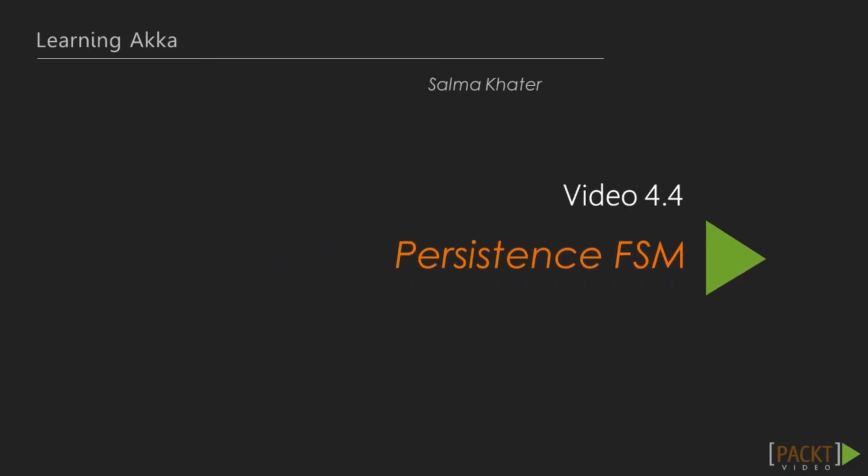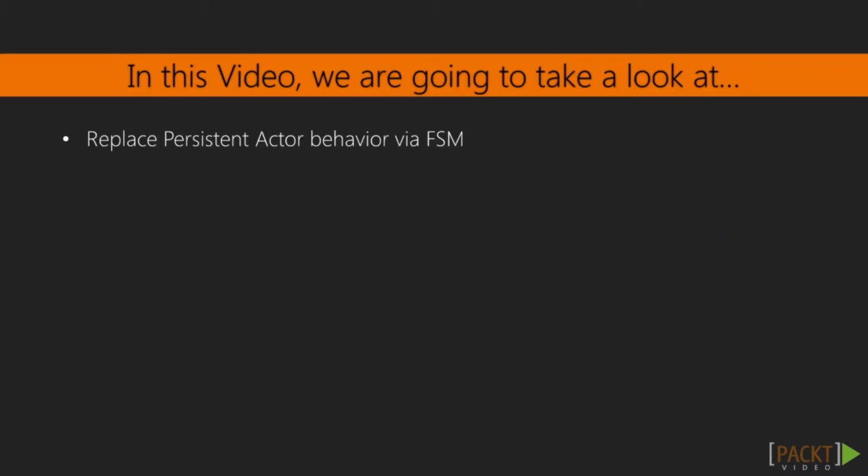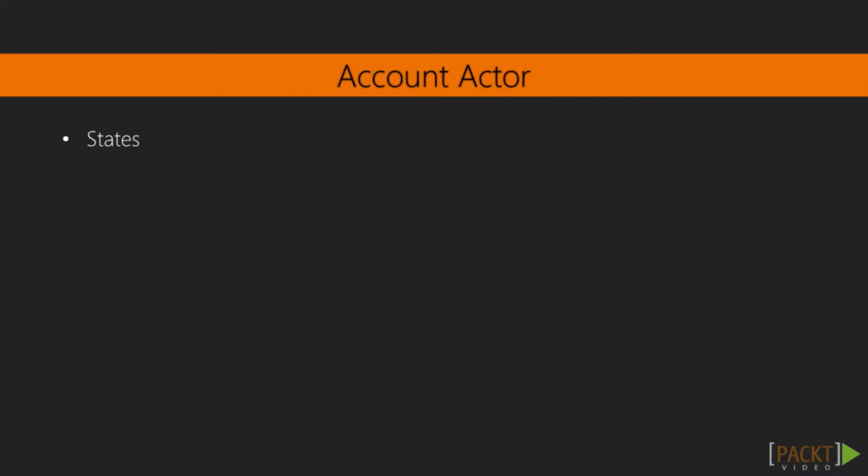Welcome to the 4th video in section 4, Persistent FSM. In the previous video, we dived deep into the process of working with persistent actors. In this video, we will implement the replacement of persistent actor behavior via FSM. Let's start! We will implement an account actor that's responsible for managing an account for a specific user. This actor has 2 states, empty when the balance is 0 and active when the balance is greater than 0.